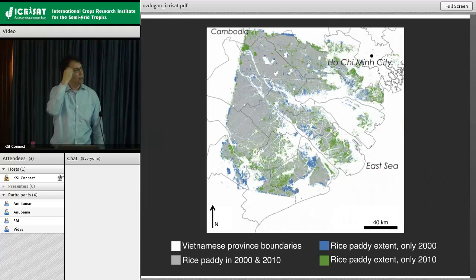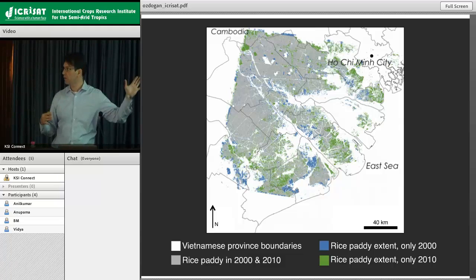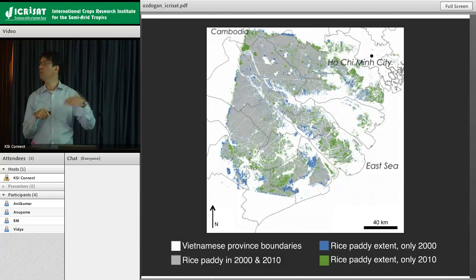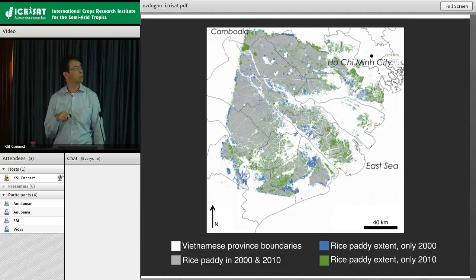When we do that, we can do that for two different time periods, year 2000 and year 2010. The reason we did that is because we were very interested in expansion of rice in the Mekong Delta. So here's a map that is color-coded to show the gray areas to be continuous rice between 2000 and 2010. Blue areas were rice only in 2000, but not in 2010. And green areas are the places where the landscape became rice only in 2010. As you can see, there's more green than blue over here. It simply tells me that there's expansion of rice growing areas in addition to existing locations.